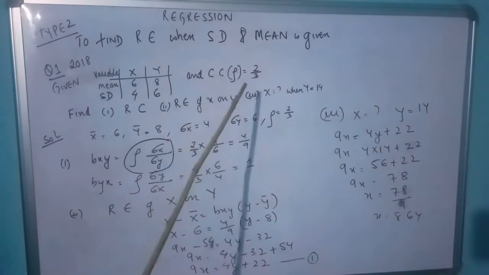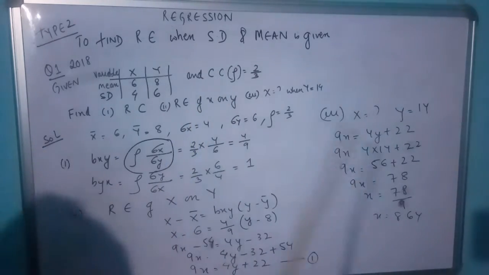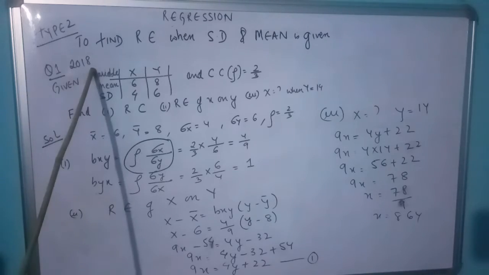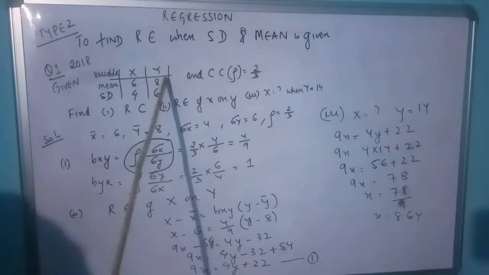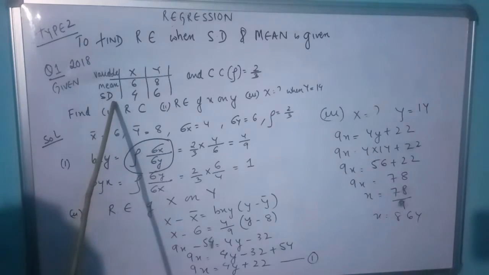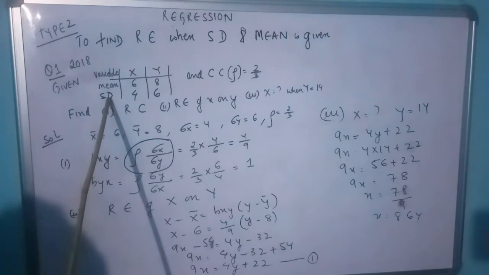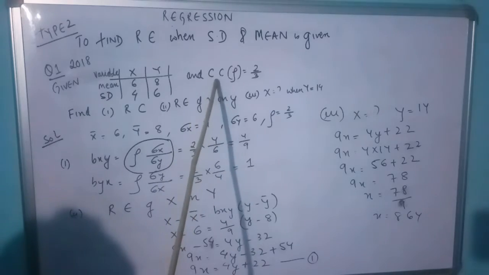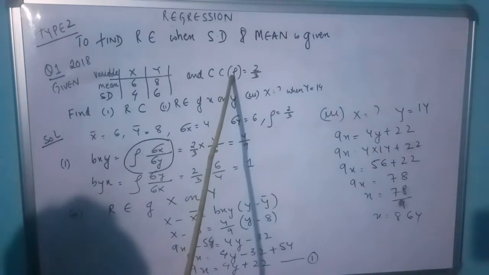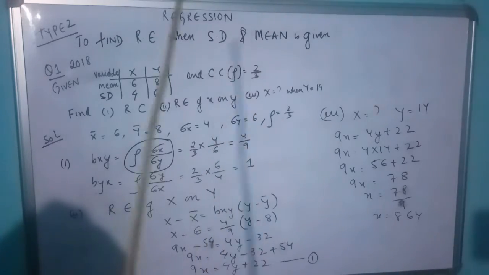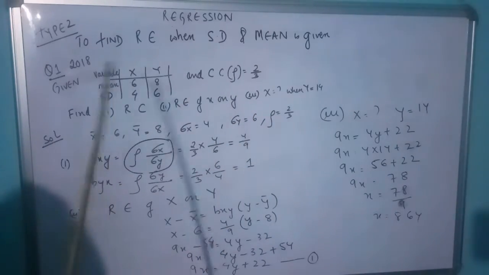Standard deviation. So in order to make this concept clear, I've taken a question that is ISC 2018. What will be given is two variables x and y, mean and standard deviation. Once again, SD stands for standard deviation, and this is correlation coefficient. The notation is rho. And what is the value? 2 by 3. So let us move on with this particular question.